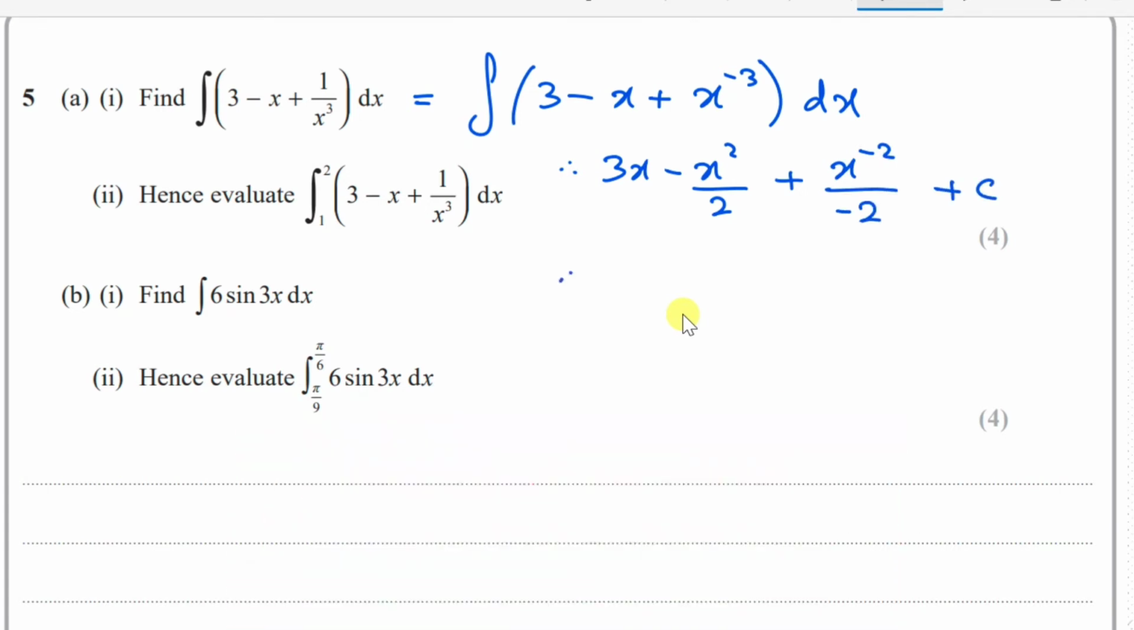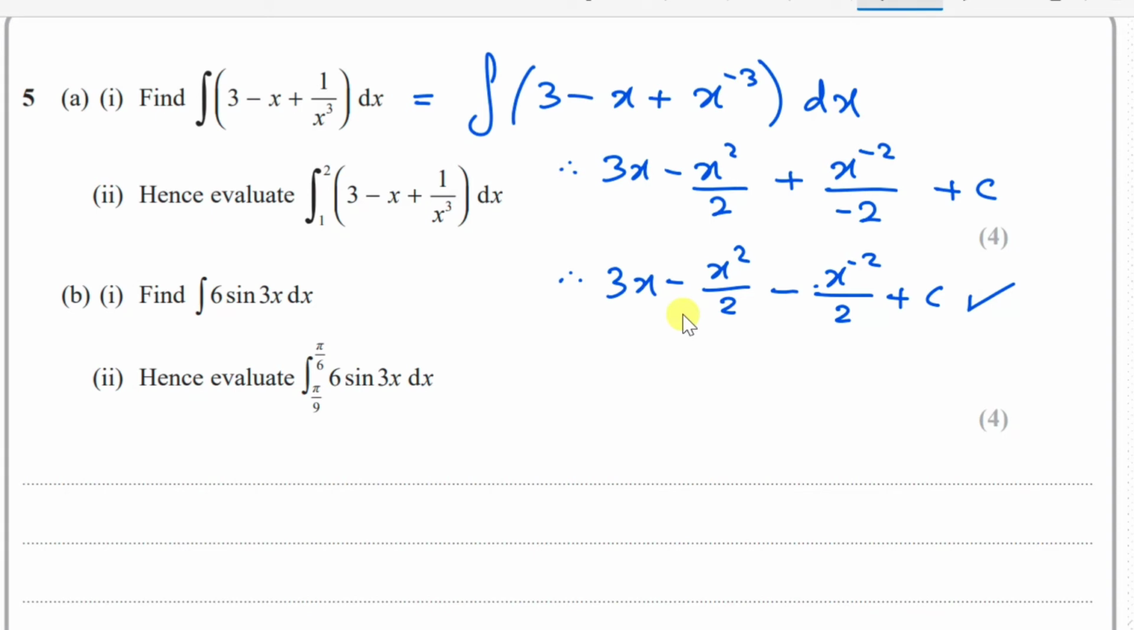And then therefore, guys, tidy up. You should get 3x minus x squared over 2. You've got a minus sign here, so it'd be minus x to the negative 2 over 2 plus c. And that's it. So that's our first part done.